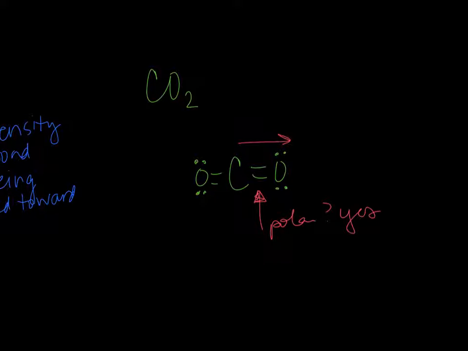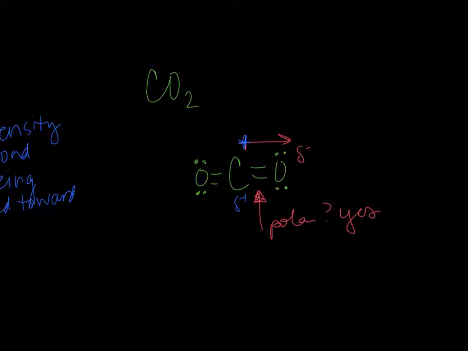Well, if the electron density is being pulled towards oxygen, that means that it's going to be slightly negative over here. And the reason it's slightly negative is because electrons are negative. And if the electrons in this bond help balance out this molecule and they're being pulled more towards oxygen, that means oxygen is going to be slightly negative, which means that carbon is going to be left slightly positive. And that's why we draw this positive end on the arrow to show the dipole moment.